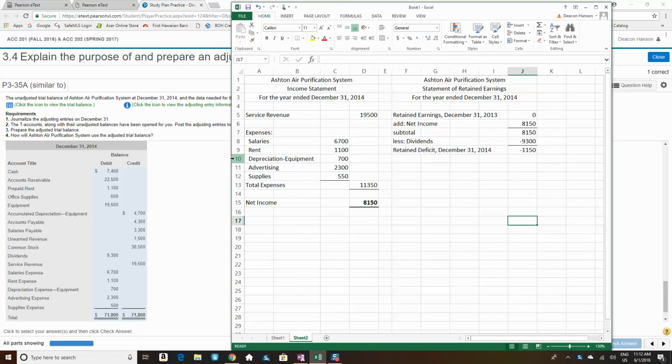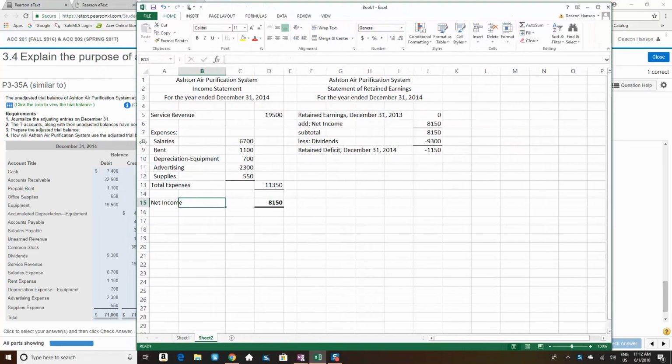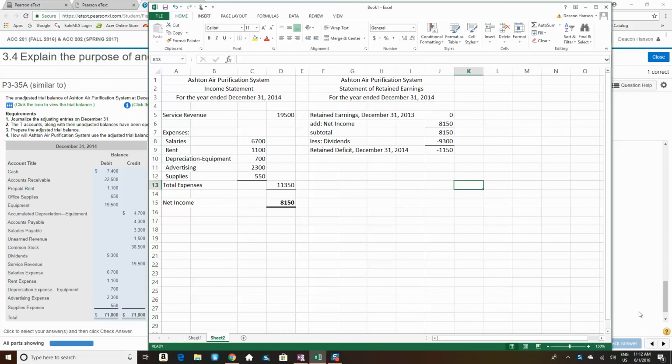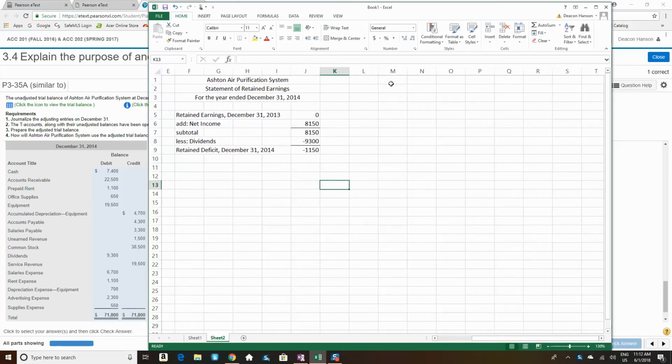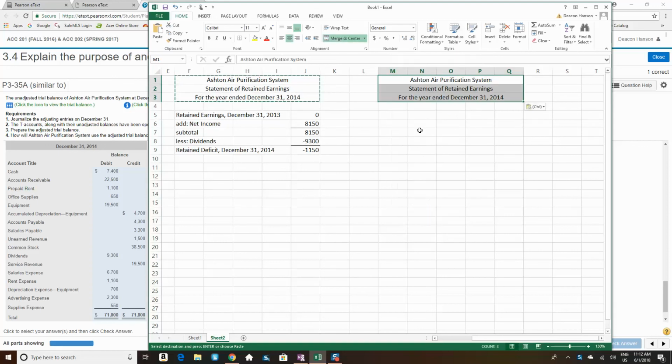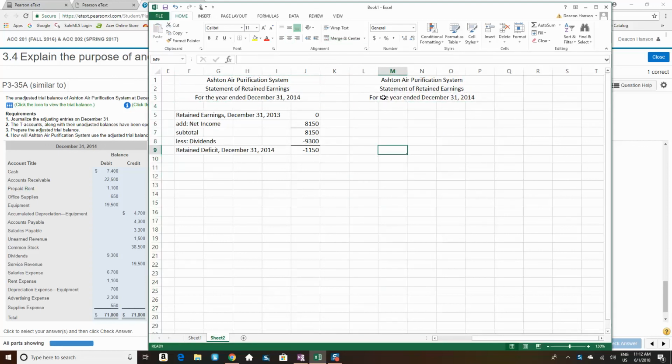Okay, now finally, the third financial statement that we would prepare, and I'll inch over here, would be the balance sheet. Okay, so this is the balance sheet. That's where we're going to show all of our assets, liabilities, and equity items on the specific date of December 31st, 2014. So that's why it's dated differently. We're going to say as of. So it's not for a time frame. It's as of a specific date.